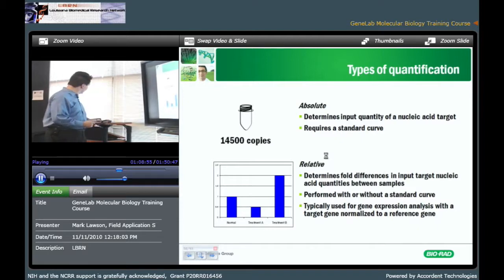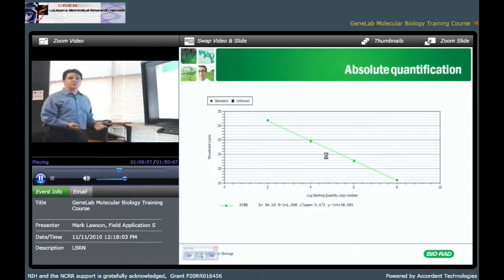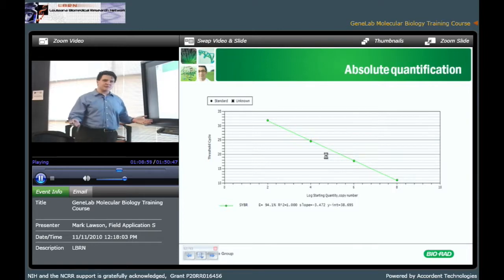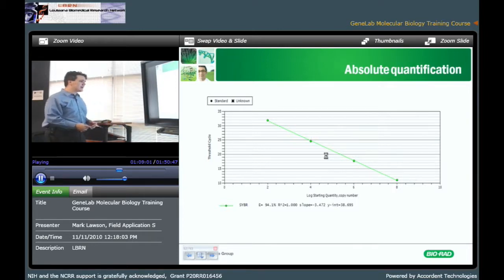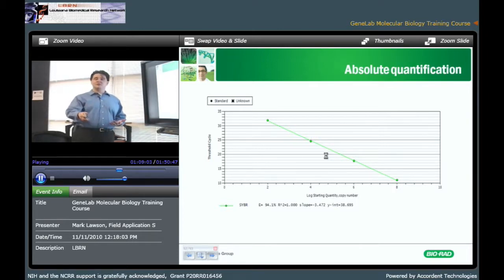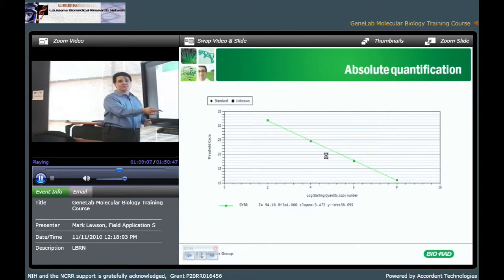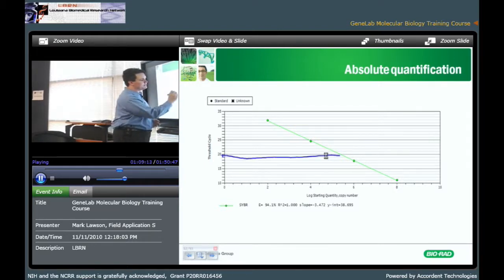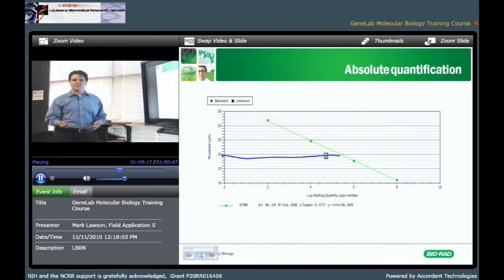So absolute quantification, there's one and only one way it can be done. It's the same way we've done ELISAs for many, many years, and that is we create a standard curve, and that standard curve is on every plate. Based on the standard curve model we create, we take an observed CT value for an unknown. We determine where it intercepts. We drop down and we say there are that many copies present in that sample.